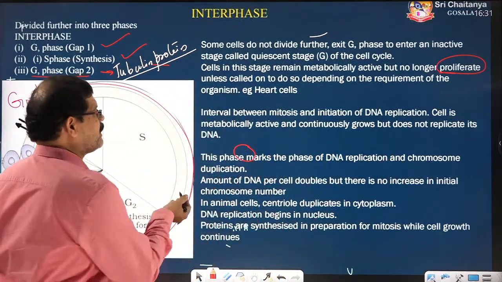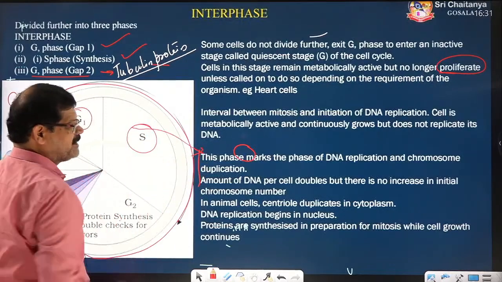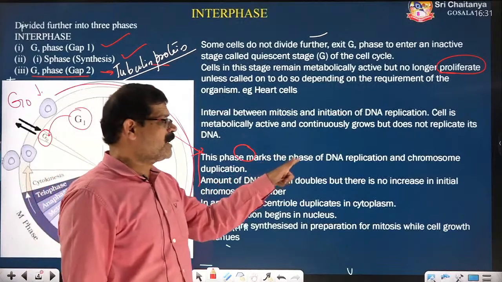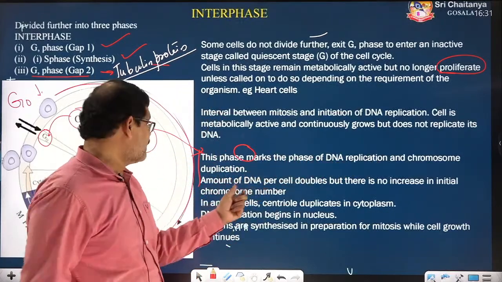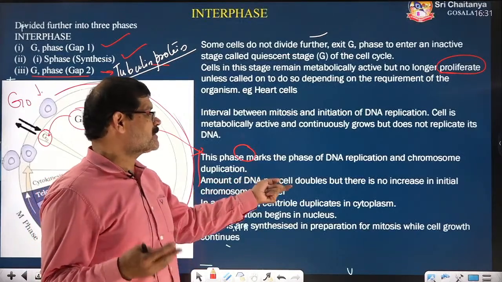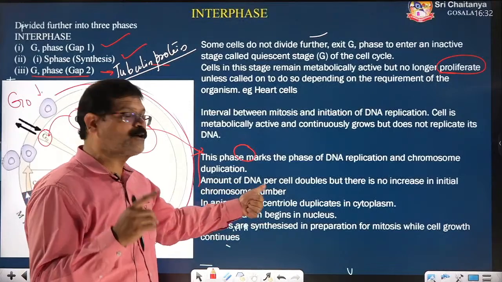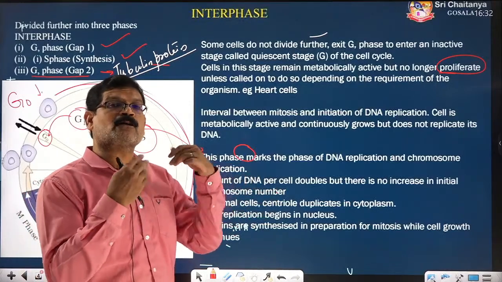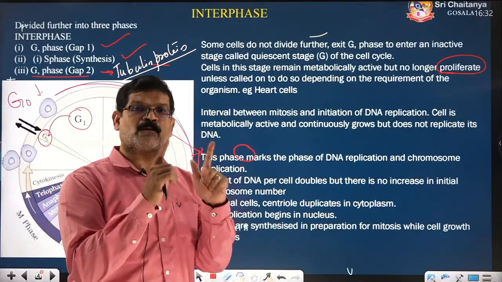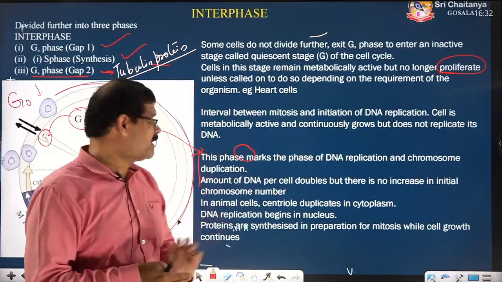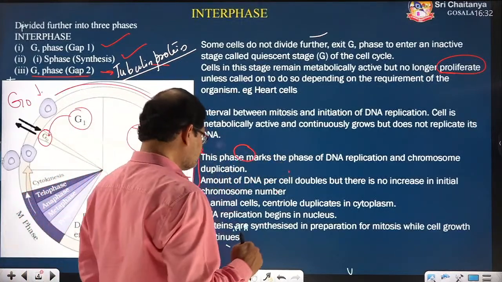Where do the chromosomes duplicate here? What is the stage where the duplication happens? In the S phase, I already said here. This is the marked phase of DNA replication, and the chromosome duplication will be done. The amount of DNA per cell doubles, but there is no increase in the initial chromosomal number. Whatever the chromosomal number is in a parental cell, the same chromosomal number will be present after the replication also. Why am I telling this? One important thing.